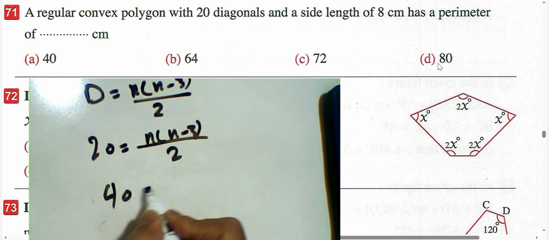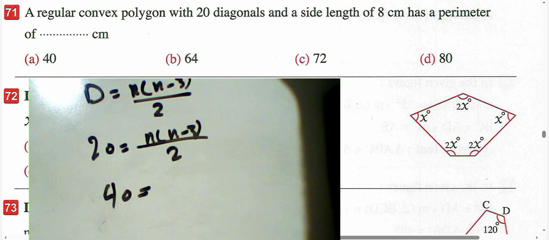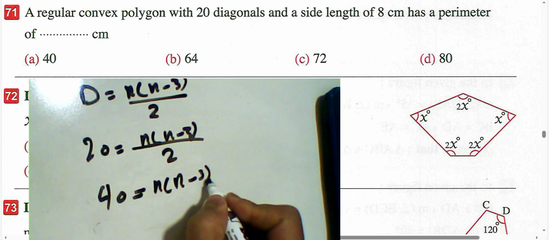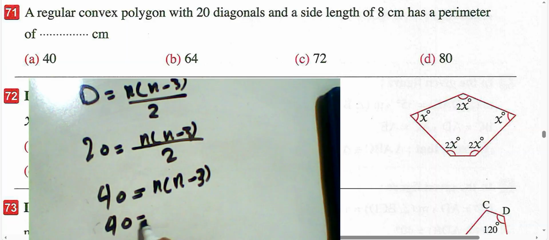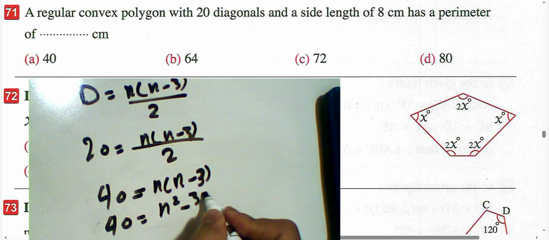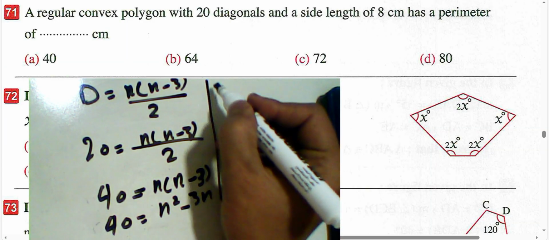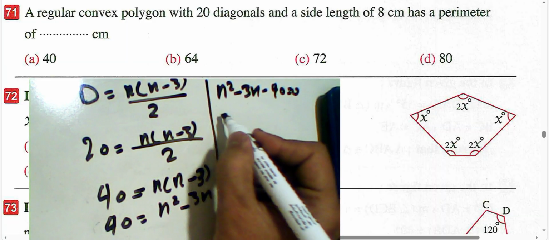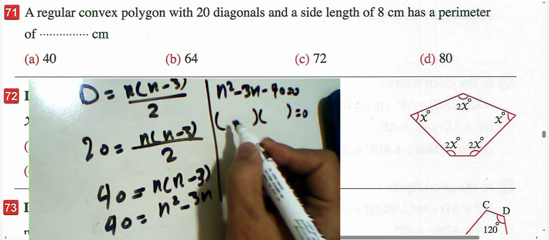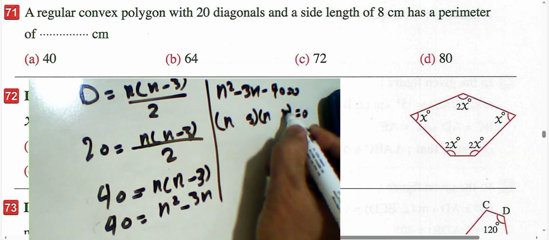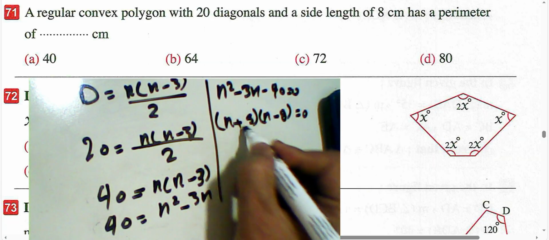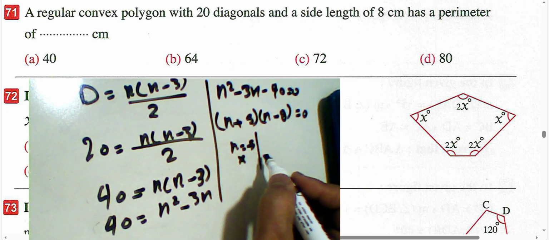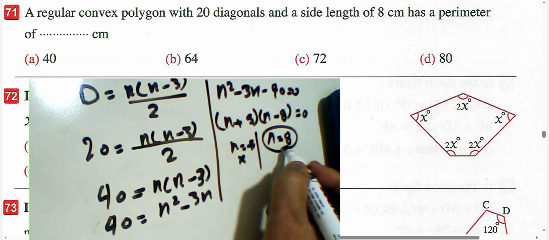2 times 20 is 40, and we complete n times (n minus 3). Then 40 equals n squared minus 3n. Then we can write n squared minus 3n minus 40 equals 0. Then we can factorize: we need two numbers with product negative 40 and sum negative 3. n equal negative 5 is false, because we can't have a negative number of sides. And n minus 8 equals 0, then the number of sides will be 8.